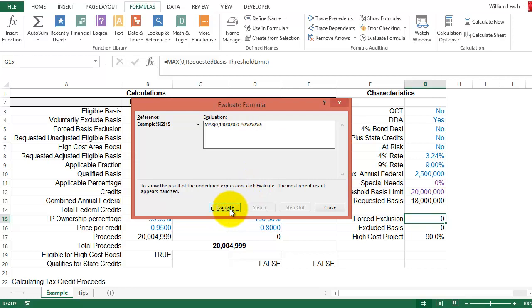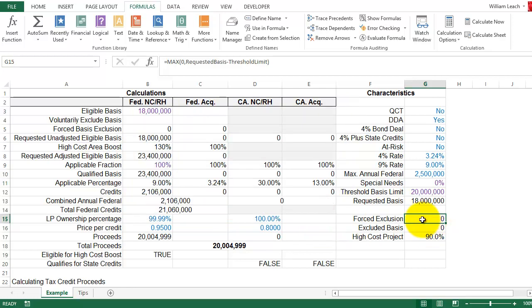18 minus 20 is negative 2, but the maximum of 0 and negative 2 is 0. And so we avoid having a negative number there, and we avoid forcing a negative exclusion.